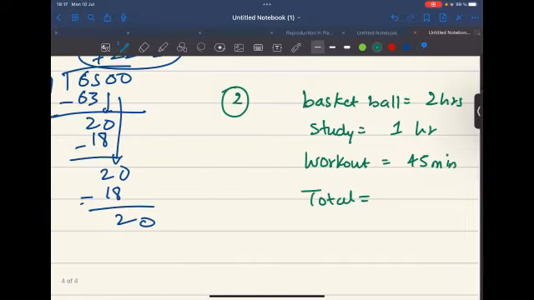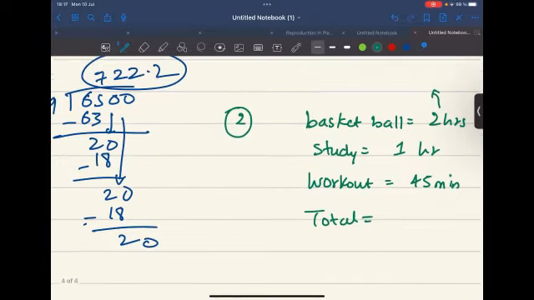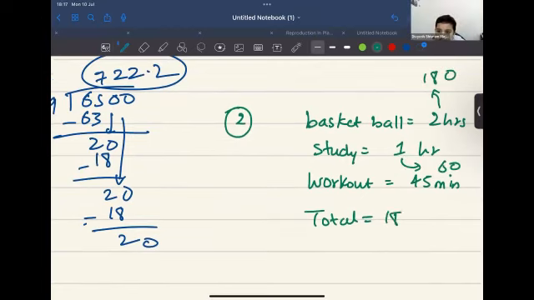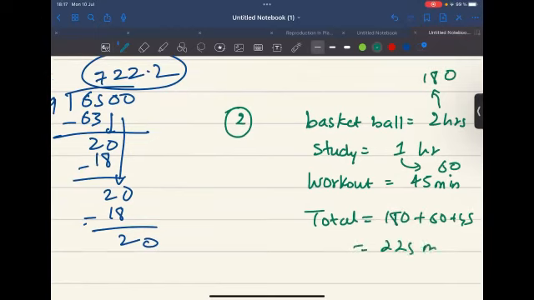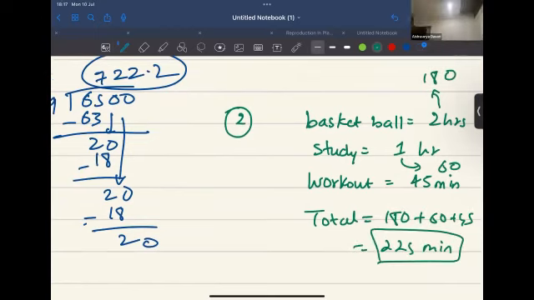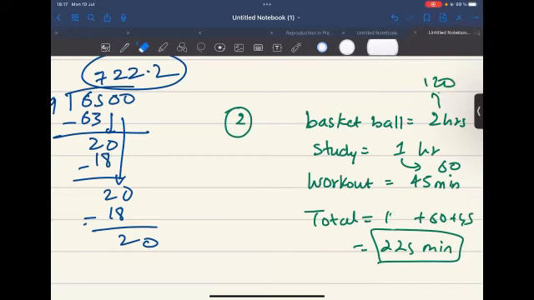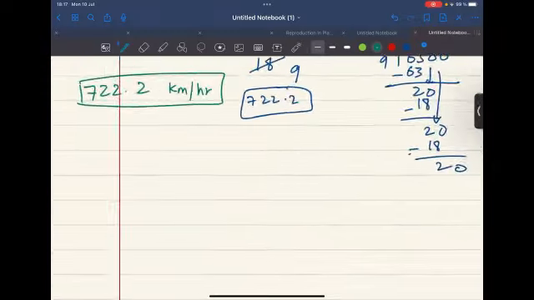Total we know. 2 hours is how many minutes? 180 minutes. 60. So 180 plus 60 plus 45 is going to be 2 hours equals 120 minutes. Oh, sorry. Thank you, Aishwarya. Okay, everybody got this right anyways. Okay, so let's go to the next question.